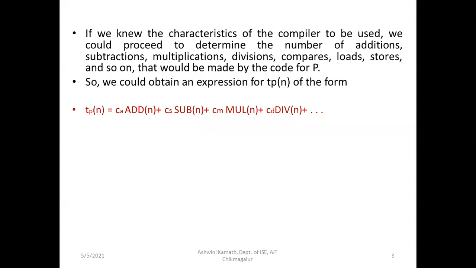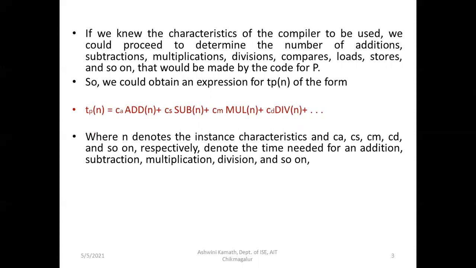For all the operations which are there in your program. Here, n denotes the instance characteristics, and CA, CS, CM, CD and so on denote the time needed for addition, subtraction, multiplication, division and so on. So time needed for addition into add of n, that is how many additions we have.